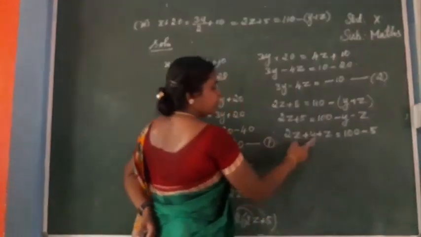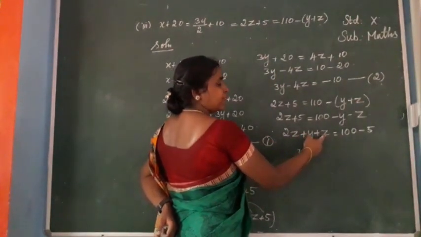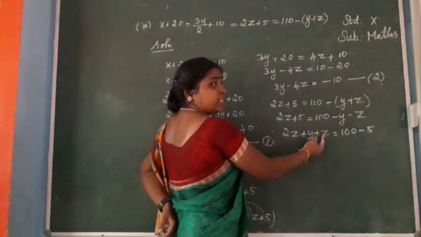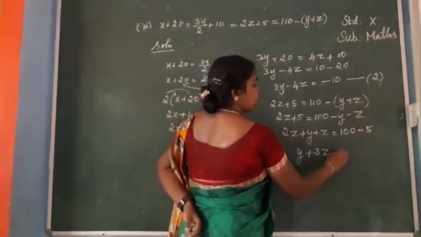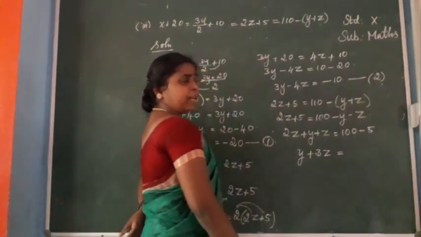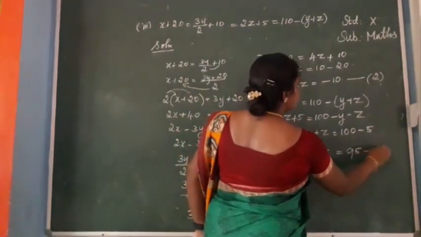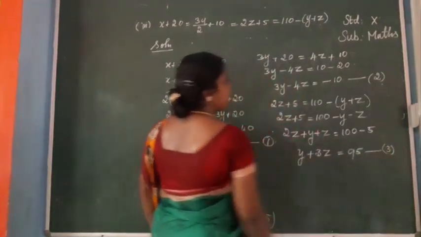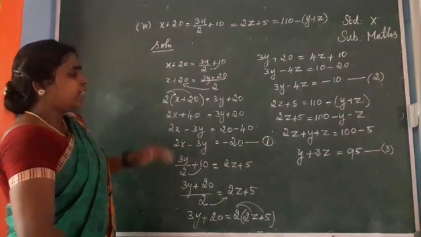So you see, y, first you write the value of y, 2z plus z, that is 1z, 2z plus 1z is 3z, so y plus 3z equal to 100 minus 5. 100 minus 5 means 95. 100 minus 5 is 95. This is equation 3. Okay, we got 3 equations. Now we are going to solve the 3 equations.